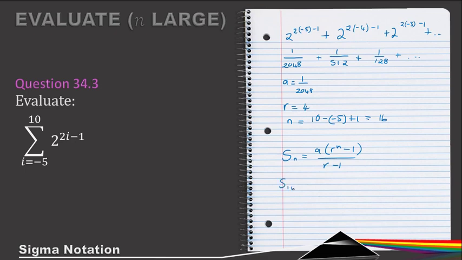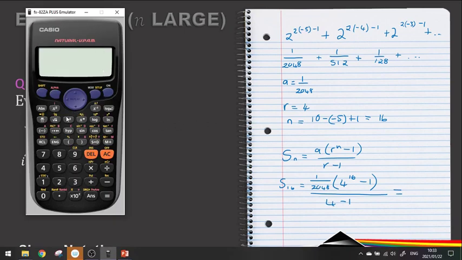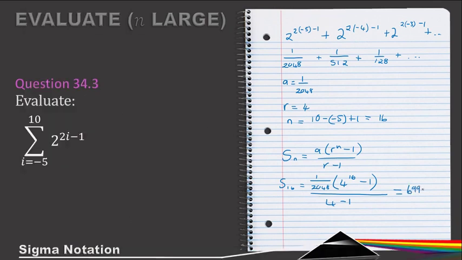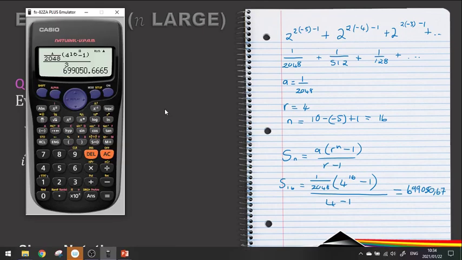Okay, so we need to find S16, substituting in. A is 1 over 2048 multiplied by r, 4 to the power of 16 minus 1 over 4 minus 1. And then we can just find the final answer. Right, so this then gives us 699,050.67, rounded off to 2 decimal places.